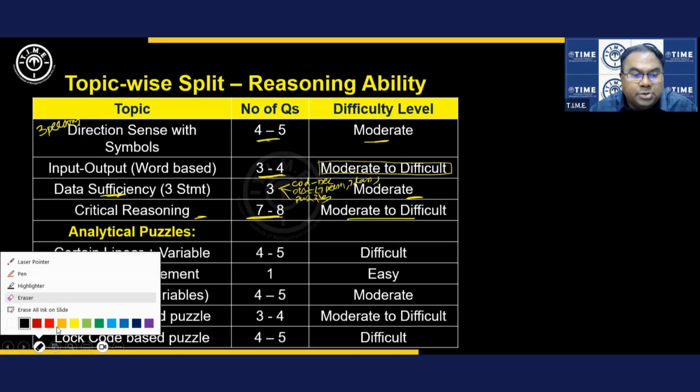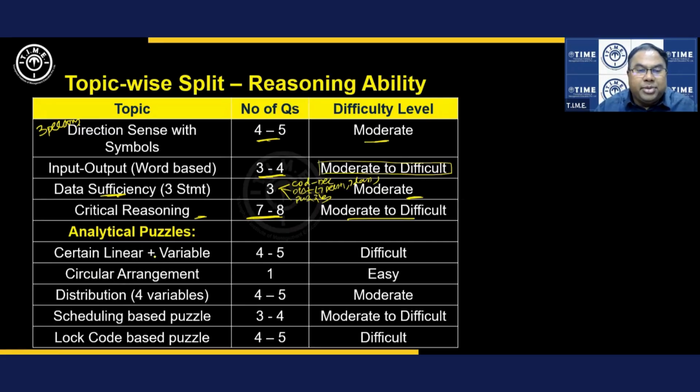Then we have questions based on puzzles. In questions based on puzzles, we have a linear arrangement with an unknown number of persons, all facing the same direction. We have 4 to 5 questions. These can be classified as difficult. Circular arrangement, there was only one question. 8 persons are there, all of them facing inside. This was an easy question.